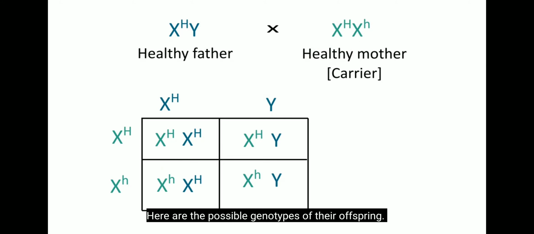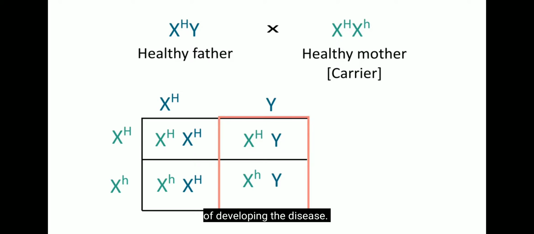Here are the possible genotypes of their offspring. They could have a healthy female with no hemophilia allele. They could have a healthy female who is a carrier for hemophilia. Though she is unaffected, she could pass it on to her children. They could have a healthy male or a hemophiliac male. Notice that all their daughters are healthy, but their sons have a 50% chance of developing the disease.